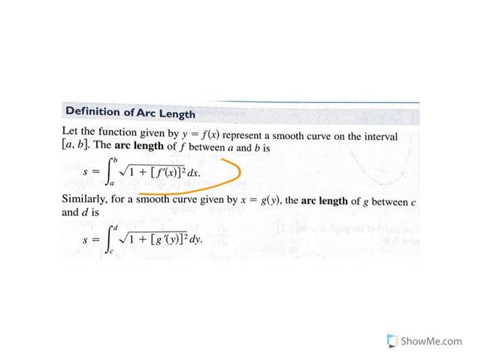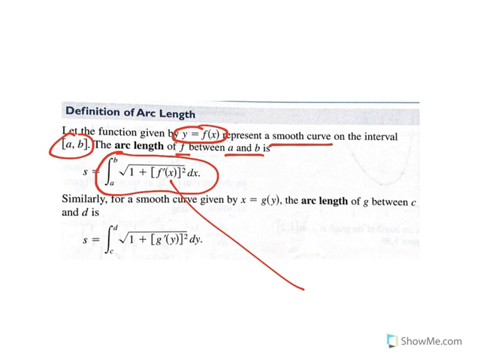So let's look at the definition of arc length here. The definition of arc length states, let the function given by y is equal to f of x represent a smooth curve on the interval from a to b. The arc length of f between a and b is given by this definite integral. So what you have to do is you have to find the derivative of the function, square the derivative, and then that becomes a part of the radicand in the integrand, as you see written in the formula.